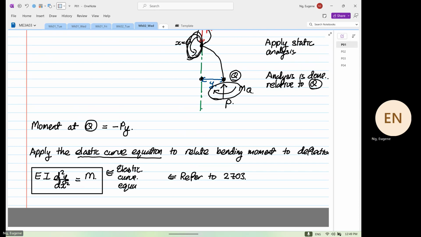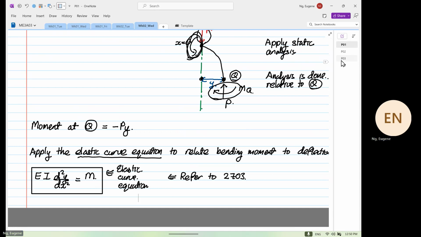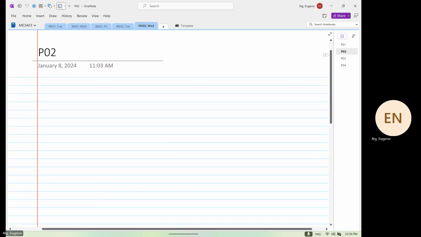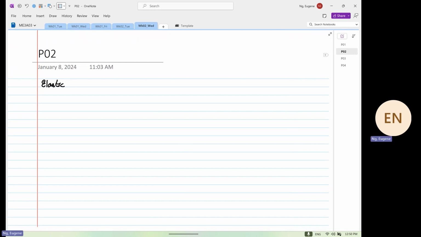So what good is this elastic curve equation? I'm going to show you the application first, then we are going to come back to columns. So let's focus on the elastic curve theory application.